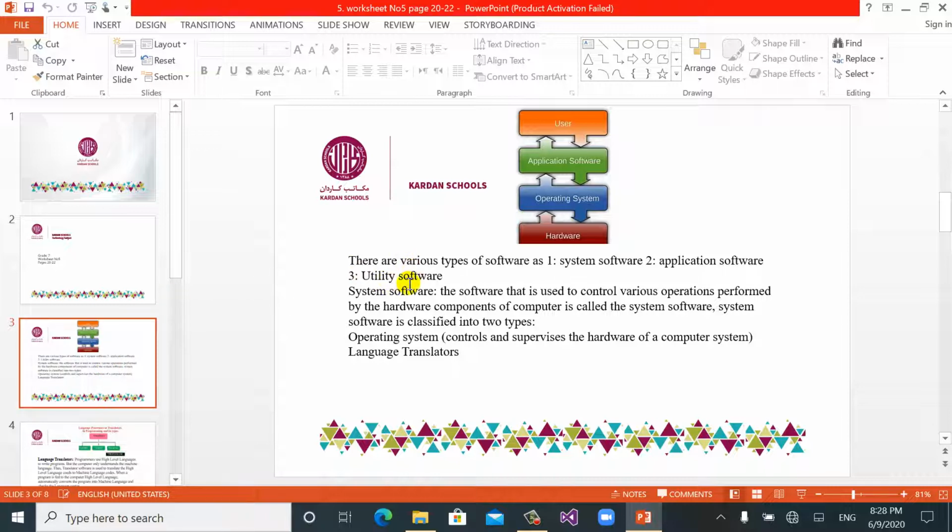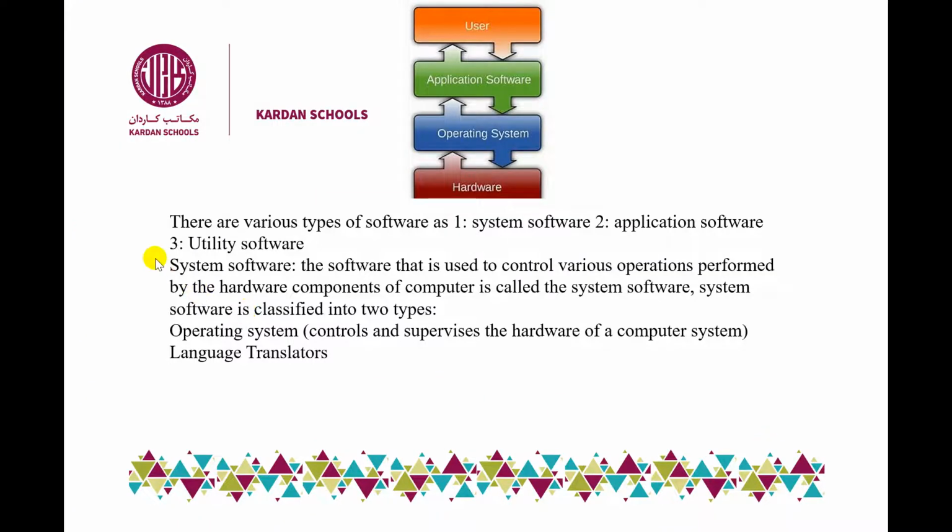Well, as you have already studied what a system is and what an application is, once again we will talk about the system very shortly, and we must talk about the translators. What are translators? Let me show the slide. Here we have various types of software: system software and application software. And another software that we are going to learn today is utility software, which you have already studied in class 5. So what is system software?